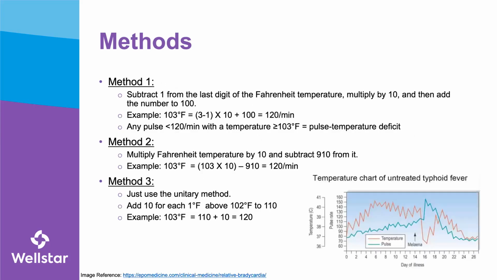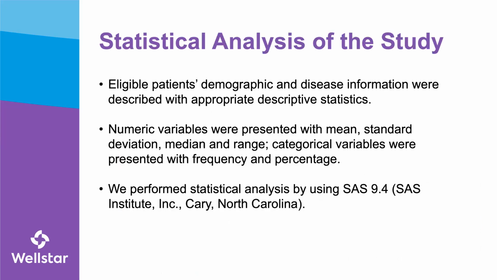There are various methods by which you can calculate whether someone has a pulse temperature deficit. In our study, we utilized method 3, which is called the unitary method. It's basically that you add 10 for each 1 degree Fahrenheit above 102 to 110. For example, if the patient had a temperature of 103, you would add 110 plus 10, which is equal to 120. So the expected pulse would be 120, and anything less would be considered a pulse temperature deficit.